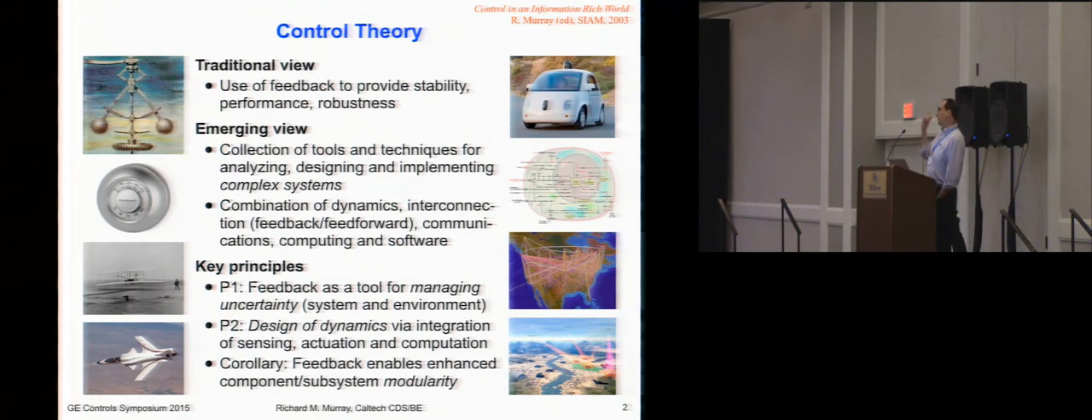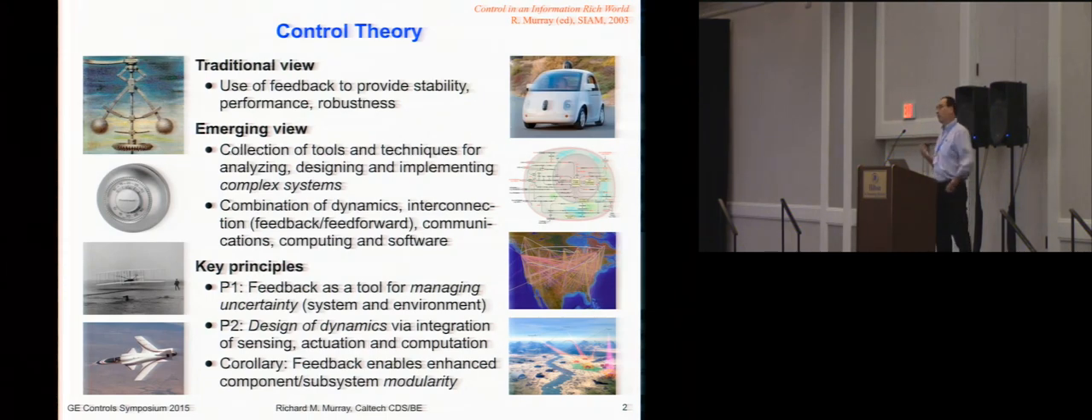So those two things, managing uncertainty and design of dynamics, are what all tools in control theory in some sense come down to. And a corollary of that is that by designing the dynamics and managing the uncertainty, we can provide modularity. That is, I can take a module that is robust with respect to what it's interconnected to. It has a certain behavior, a certain function, that is, to some extent, independent of some of the changes that might occur on its interfaces. And so those three things, I think, underlie what's going on in control theory.